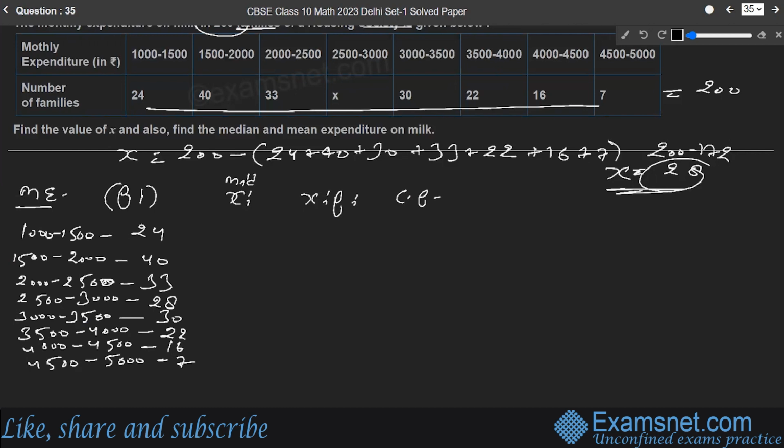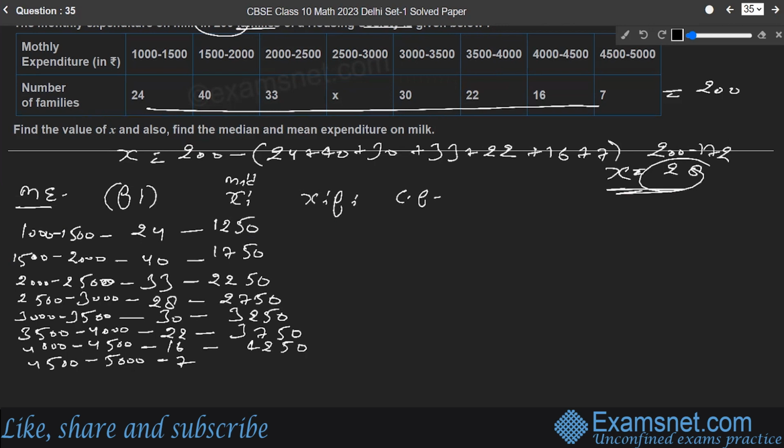Let us find out the mid values of these ranges. The first mid value is 1250, another is 1750, another is 2250. Next mid value, against 28, is 2750. Next, against 30, is 3250. Next, against 22, is 3750. Next, against 16, is 4250, and the last mid value is 4750. These are the mid values that we get.